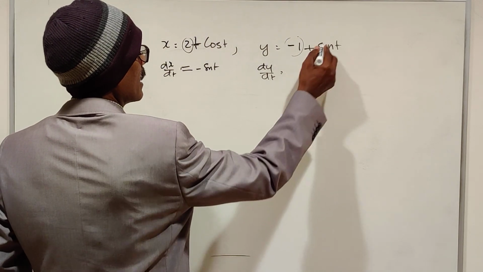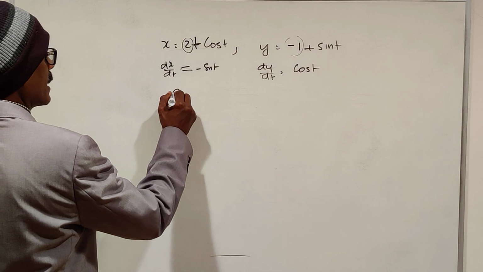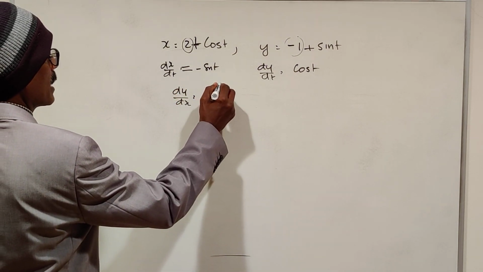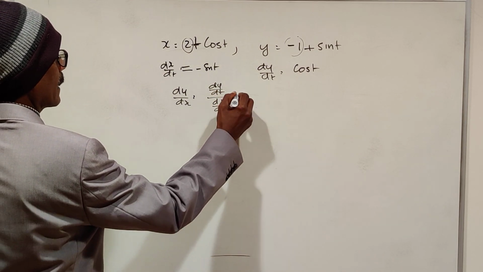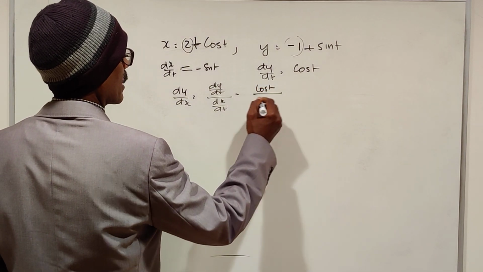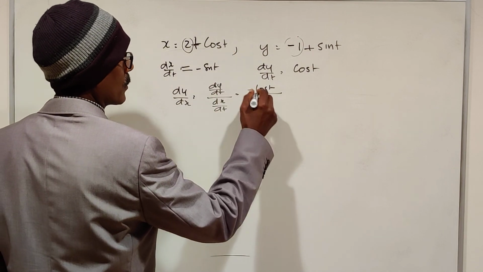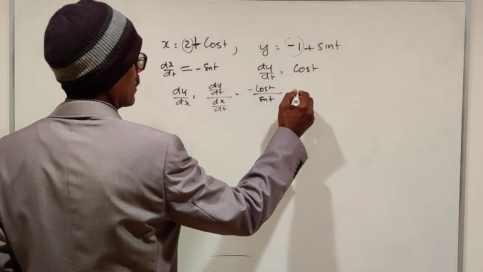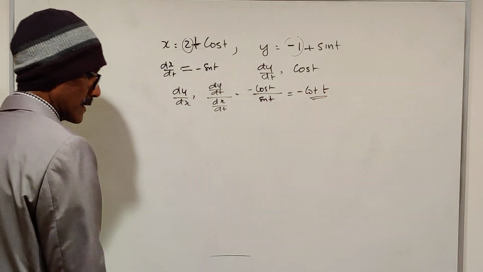You don't need to write that. Derivative of sin t is cos t. Then dy by dx equals dy by dt divided by dx by dt. That is cos t divided by minus sin t. I am going to write minus on the top in the numerator. What is cos t by sin t? Cot t. Minus cot t. Okay, that is the answer.